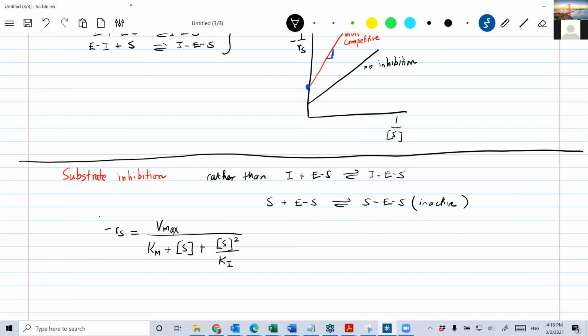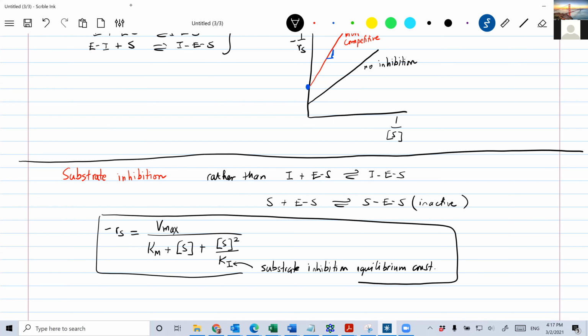this form. Now the Ki doesn't refer to the inhibitor. It refers to substrate inhibition, an equilibrium constant rather than an inhibitor equilibrium constant. So that's the difference there.